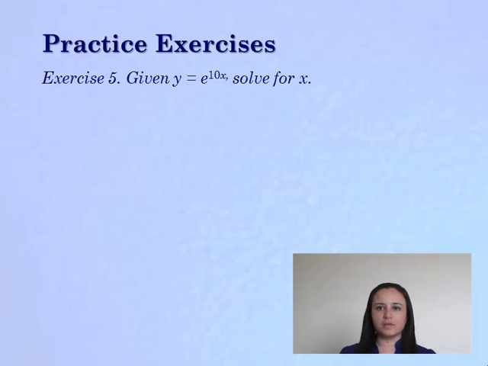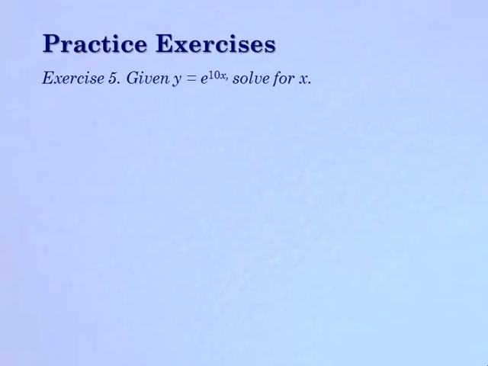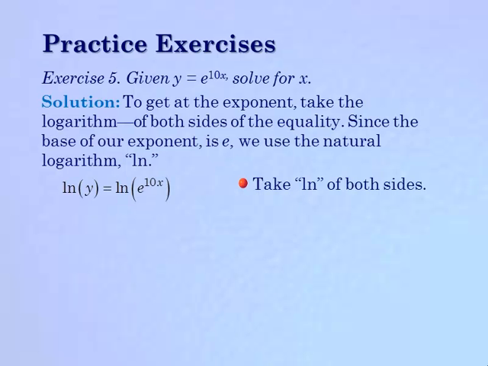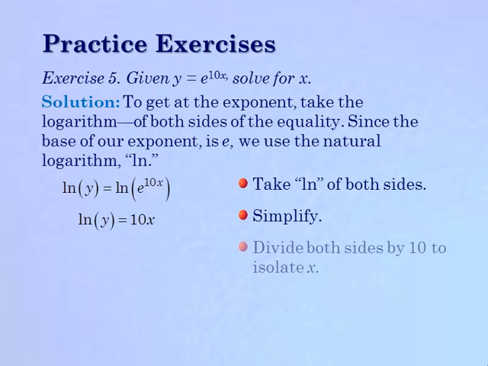Exercise 5 says that if you're given y equals e to the 10x, then solve for x. To get at the exponent, you know what to do. We take the natural logarithm of both sides, since the base of our exponent is e. So we'll take the natural log of y and the natural log of e to the 10x and simplify. And we know that the 10x will come out of the exponent now and be by itself. And we'll divide both sides by 10. So the natural log of y over 10 equals x. So x equals the natural log of y over 10.